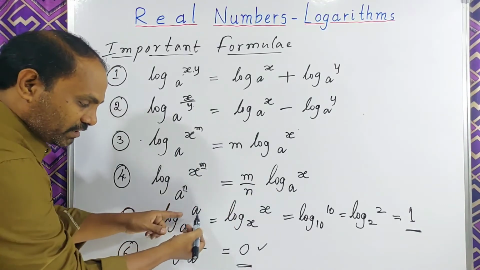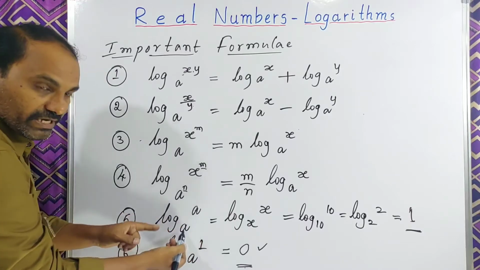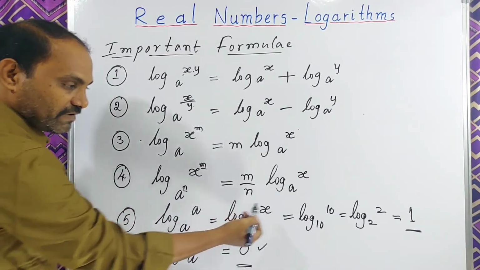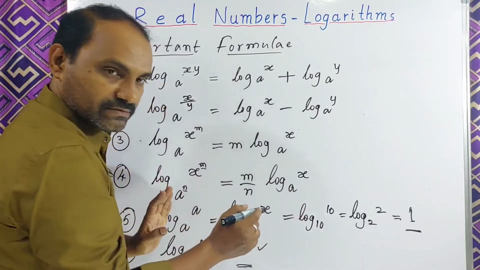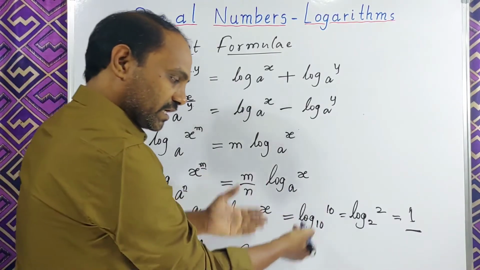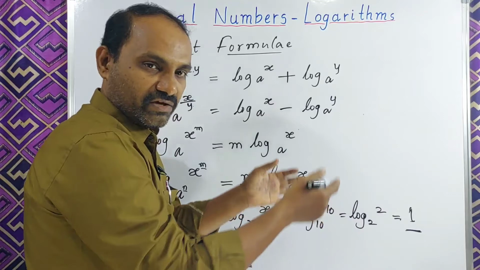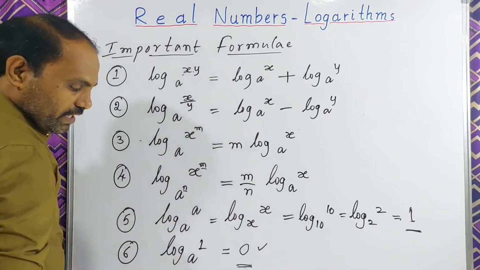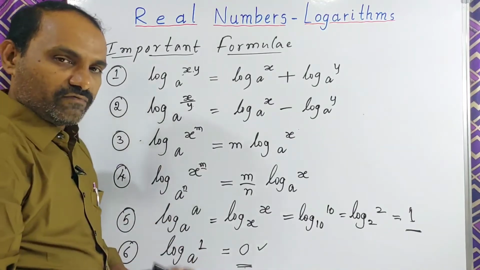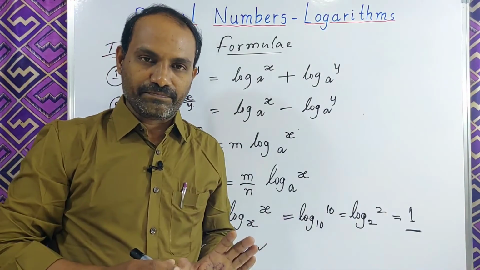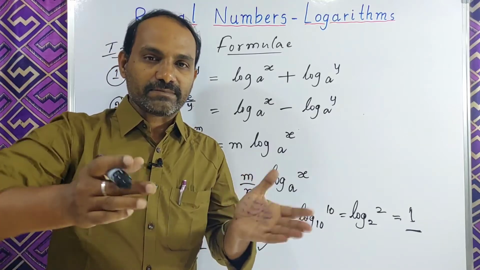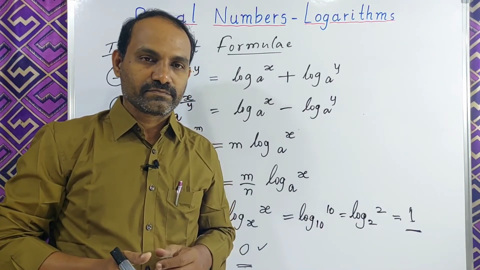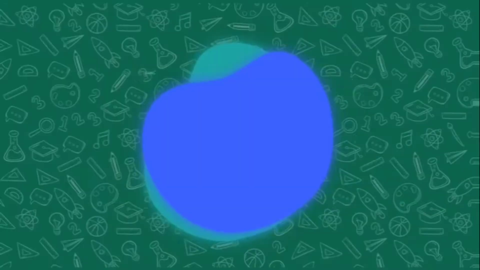When the logarithm value and the base are both equal, then that value becomes 1, whatever it is: 10 10, 2 2, 3 3, 5 5, whatever it is, the logarithmic value is 1. And log 1 value is always 0. How does it become 0? Check in shorts.